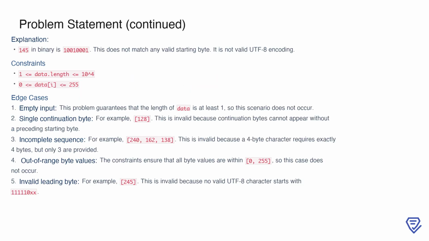Finally, let's examine the input, 145. The byte 145 is 10010001 in binary, which does not match any valid starting byte pattern in UTF-8. For example, it doesn't start with 0 for a 1-byte character or with the appropriate 1s followed by a 0 for multi-byte characters. As a result, this single byte is invalid, and the output is false.